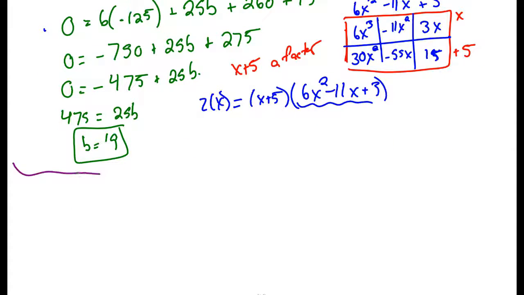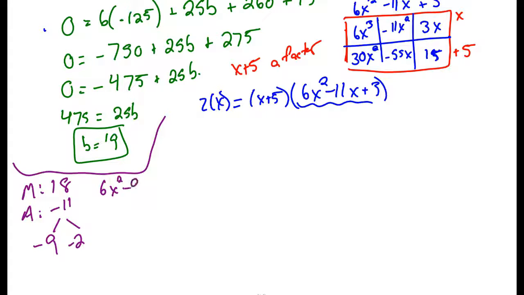I'm going to come over here to the side. What multiplies to a times c? What multiplies to 18 that adds to negative 11? What two numbers multiply to 18 that add to negative 11? Negative 9 and negative 2. So I have 6x squared and minus 9x, I'm splitting up that middle term, minus 2x plus 3.